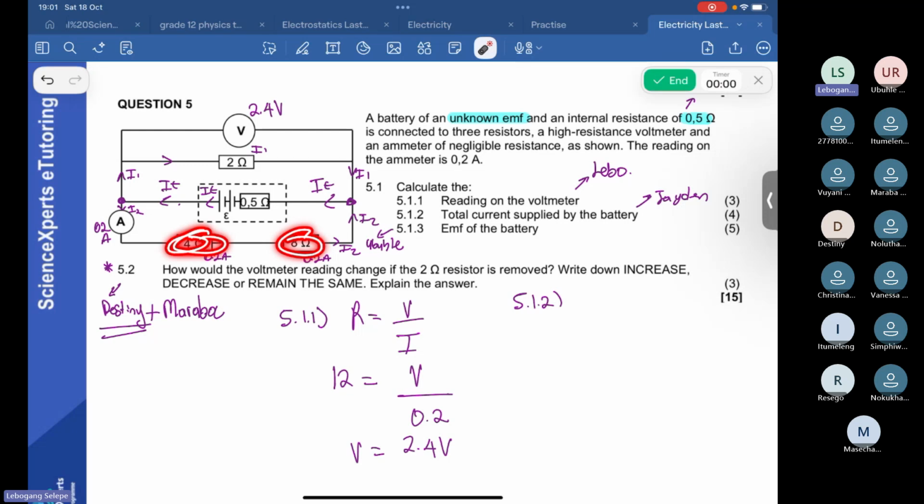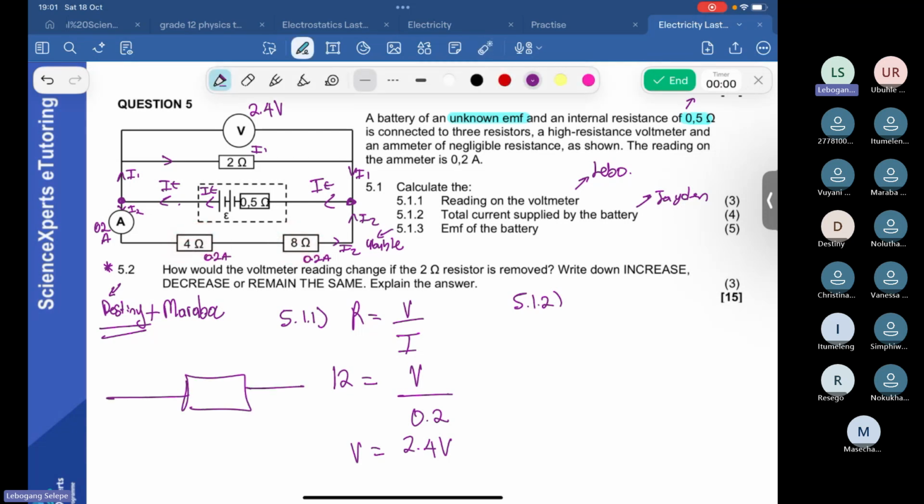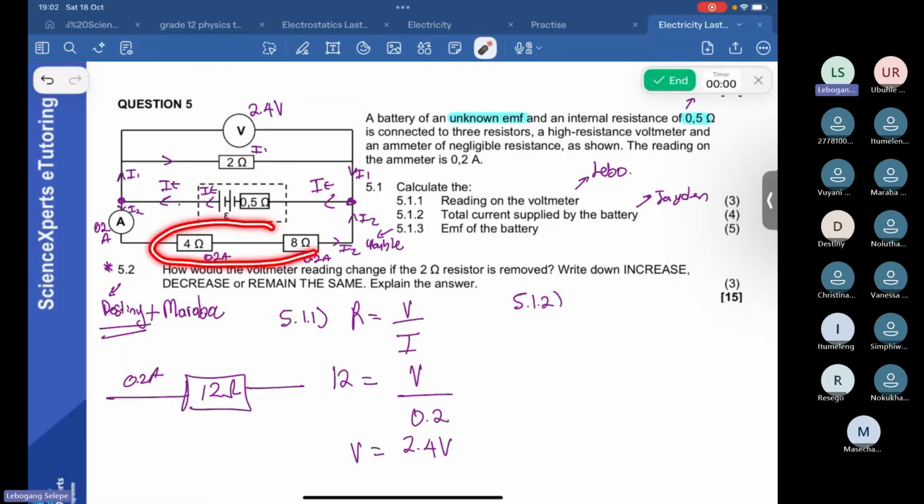If you combine these two into one resistor, you'd have a 12 ohm resistor, right? But still the current that is passing through this 12 ohm resistor would still be 0.2 A. Then you have 12 ohms here. It's a combination of these two, right? 4 plus 8 is 12. The current through this branch won't change. It's still 0.2, even after I've combined the two resistors, right?